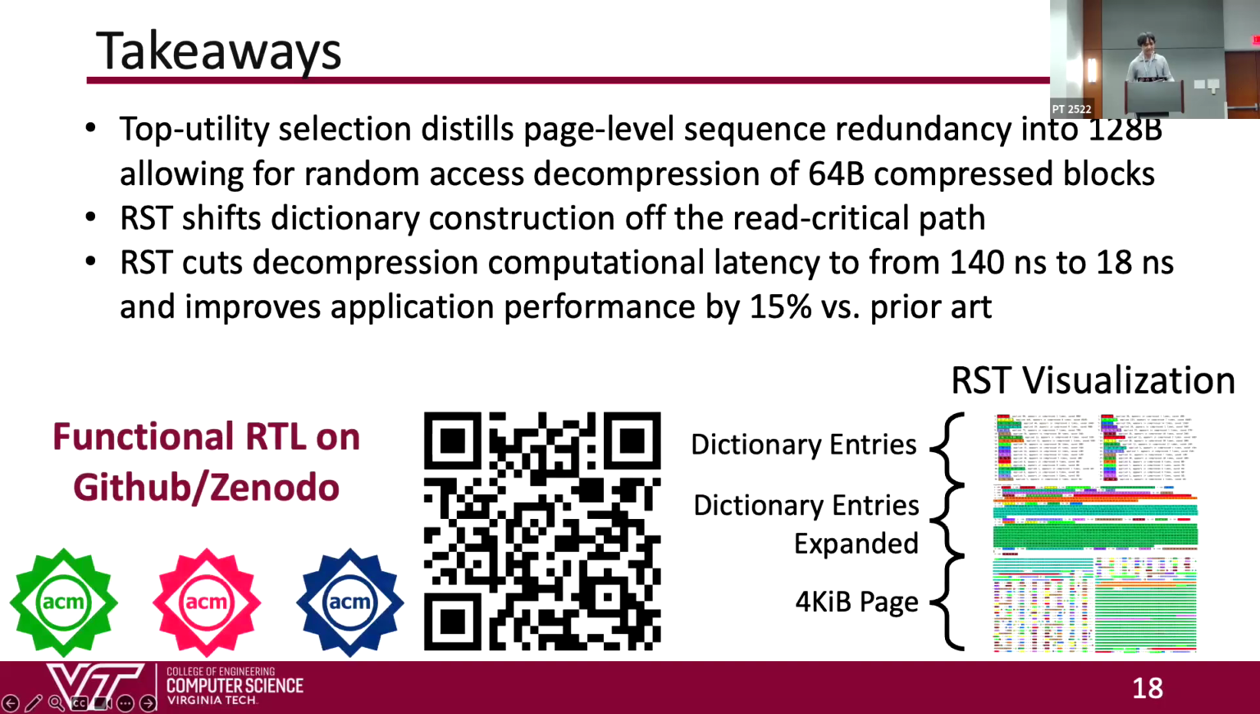And we have functional RTL on GitHub and our Zenodo for the artifact evaluation. And my collaborator, Yoon, made this beautiful RST visualization that also has some samples. And later we'll be releasing the full generator if you want to try it yourself. And you can see that it splits it up into the dictionary entries and then the expanded dictionary entries that show that a single iterated sequence, a single token can represent a very long sequence after several iterations.